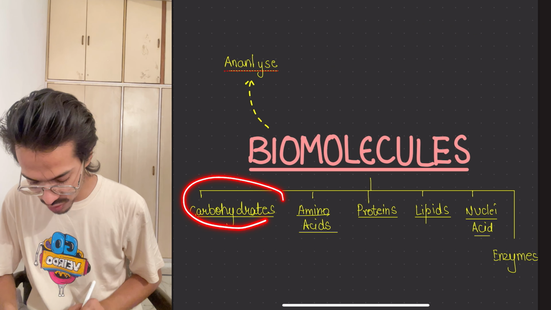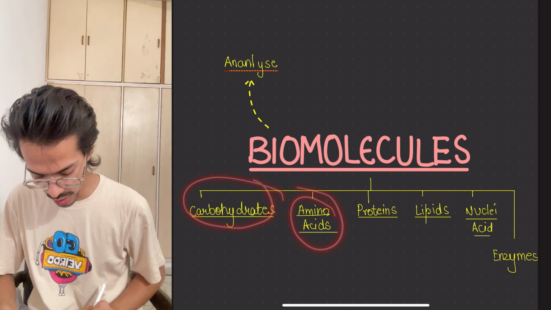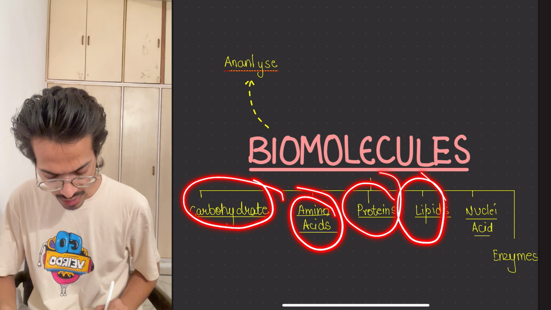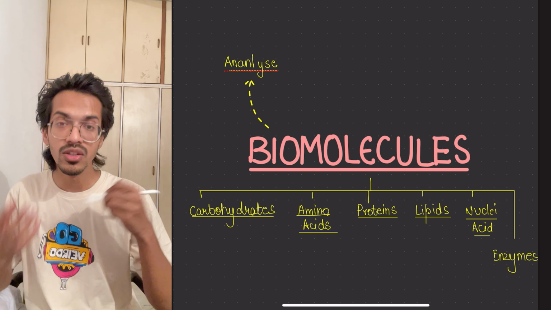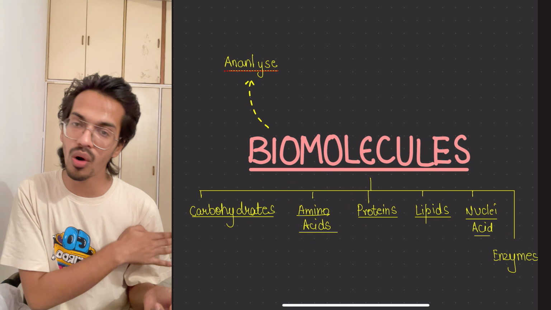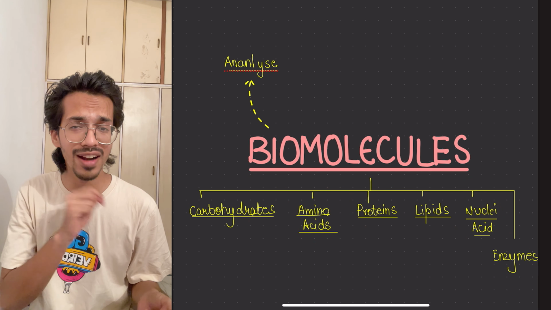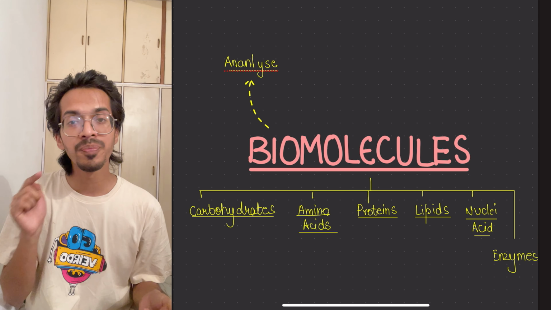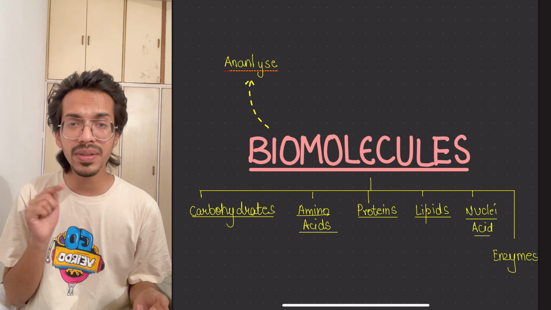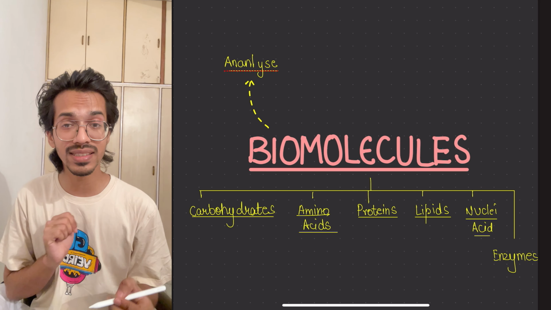So in this we have to study carbohydrates, amino acids, proteins, lipids, nucleic acid and the enzymes. Let's see them in this order only. So what would be the order for our study? Carbohydrates, amino acids, proteins, lipids, nucleic acid and the enzyme.